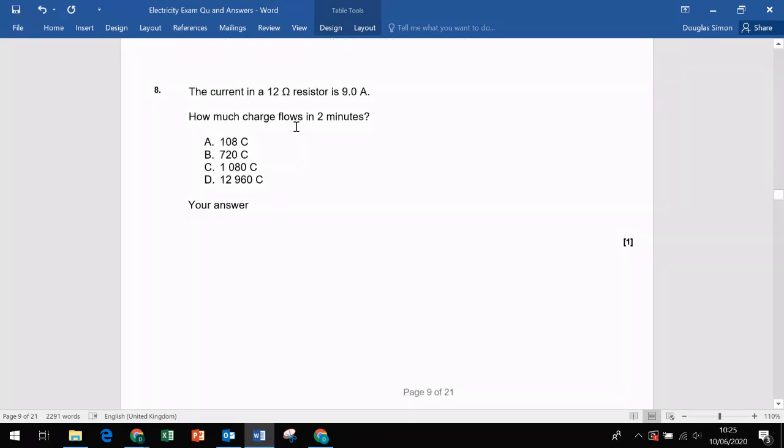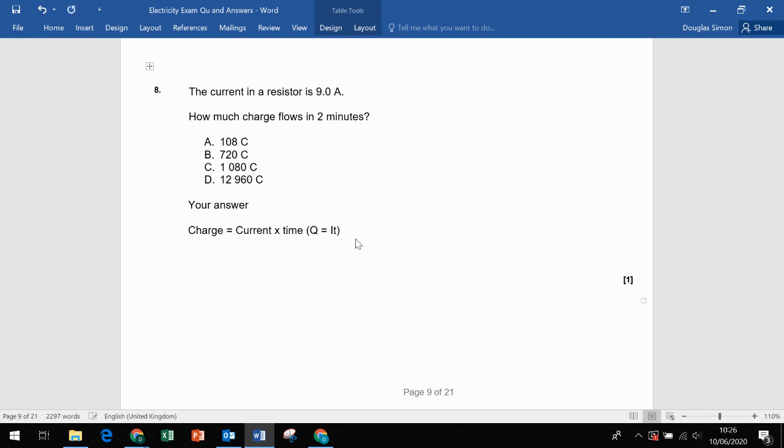Question 8. The current in a 12 ohm resistor is 9 amps. How much charge flows in 2 minutes? So it's asking us for charge. What equations do you know with charge? And the first one that comes to mind is current times time. Right, in symbols, Q equals I T. So now we've got time, current, charge, which is great. Do we need this resistance? Actually, we don't. It's trying to confuse us, so we may as well just delete that.